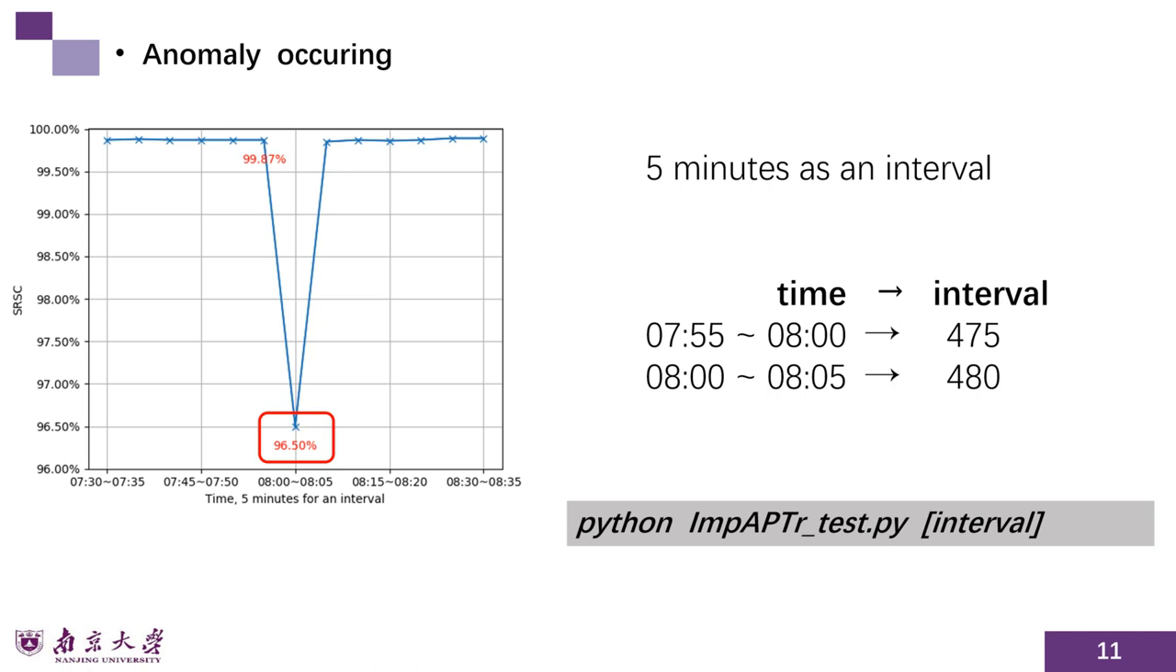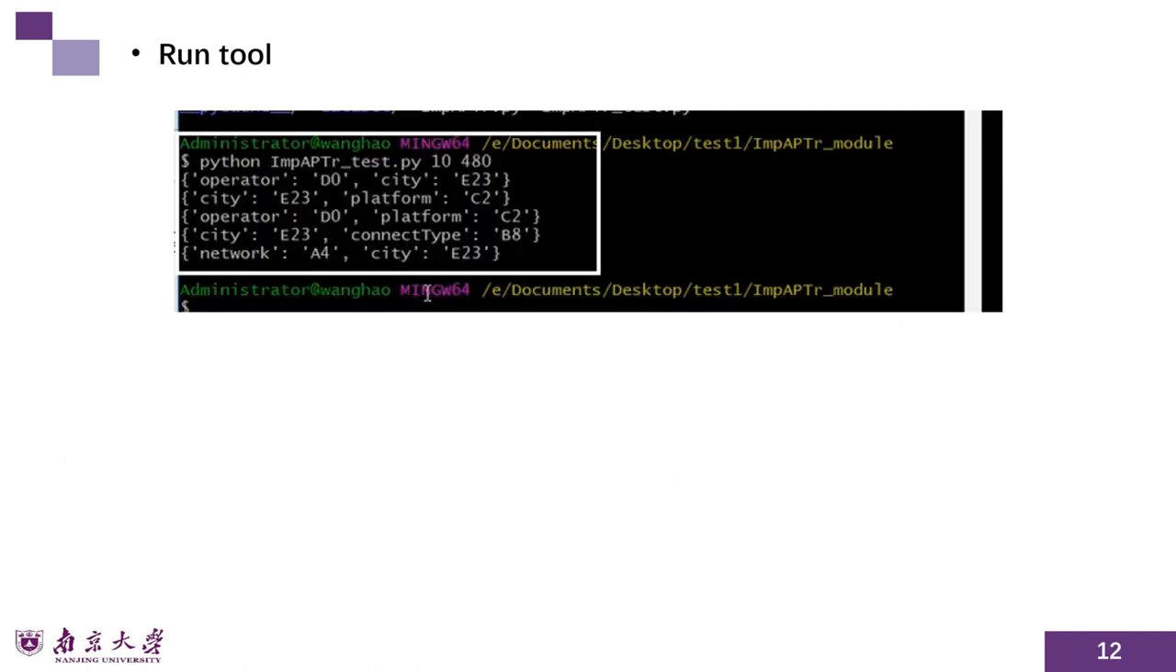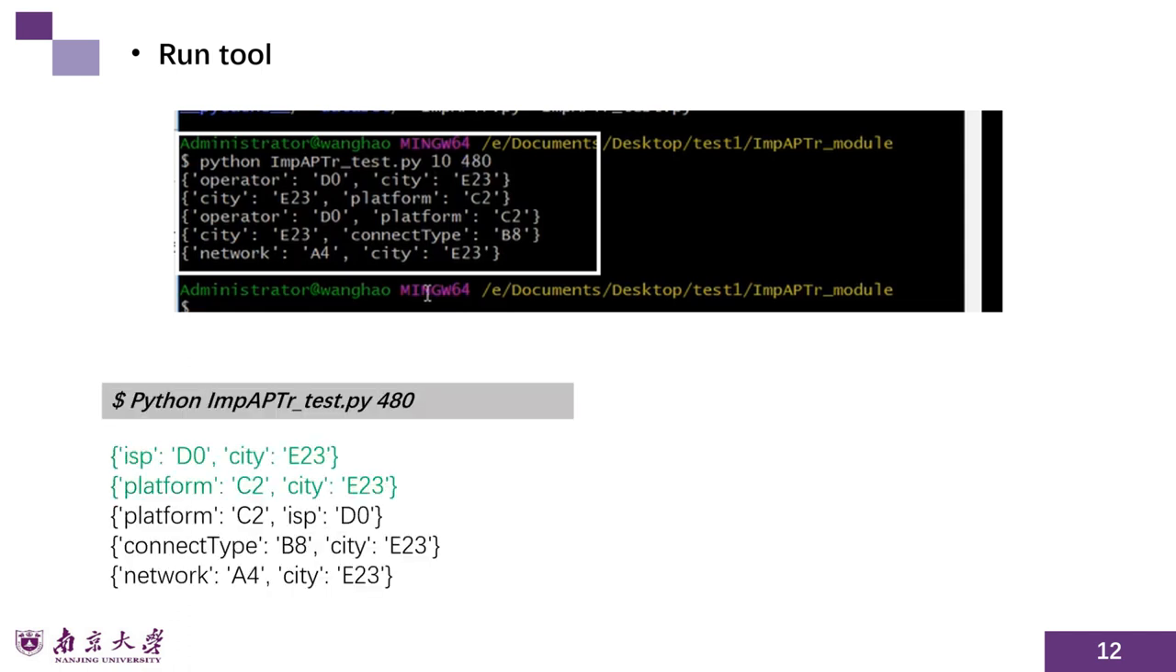The anomaly interval is 480. Because we take 5 minutes as an interval, the consuming time is just 4 seconds. The running results are several attribute combinations, and we can predefine the number of the results.